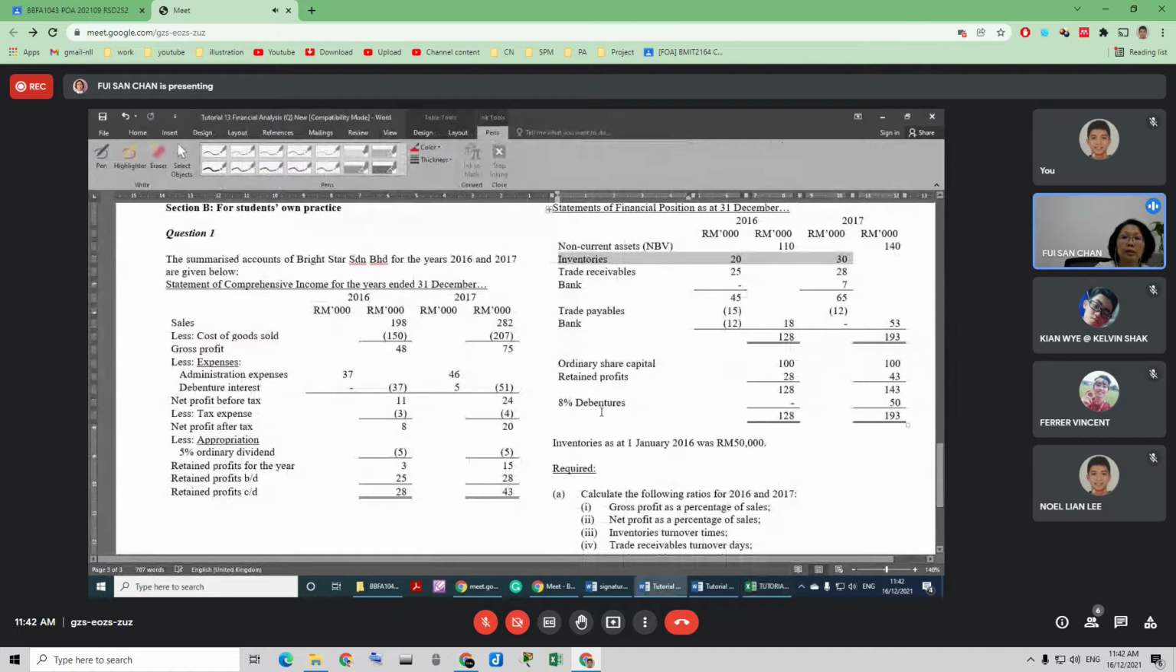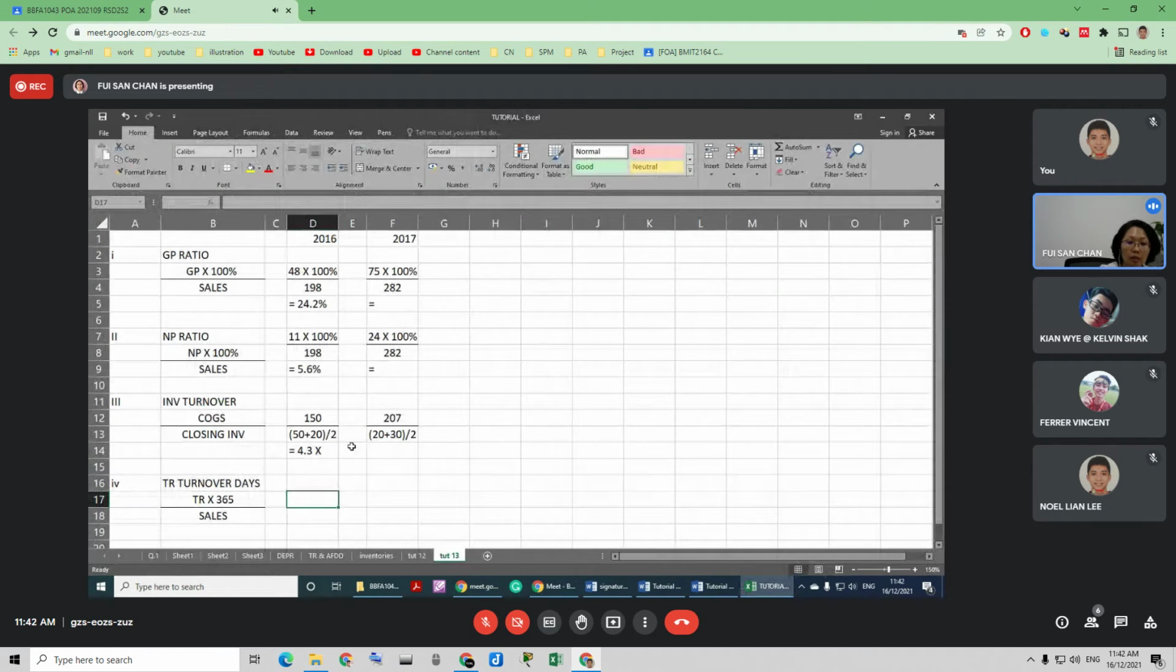Now trade receivable is here, 25 and 28. So when we come back to here, we put 25 times 365 divided by sales. Sales is the same sales on top, 198, which we already used just now. So we can use back the same number. Anyway, sales is only one number.